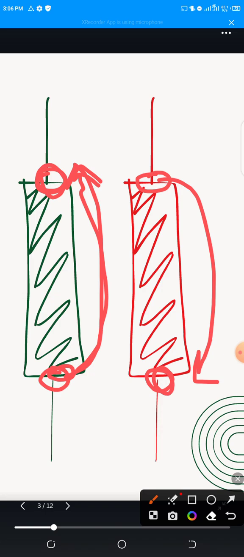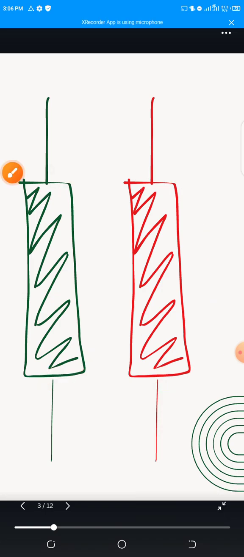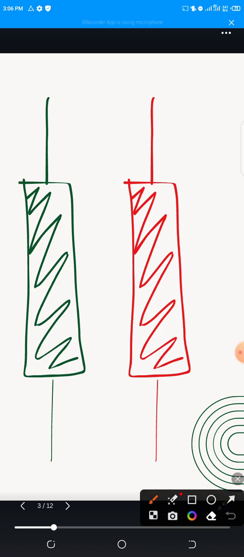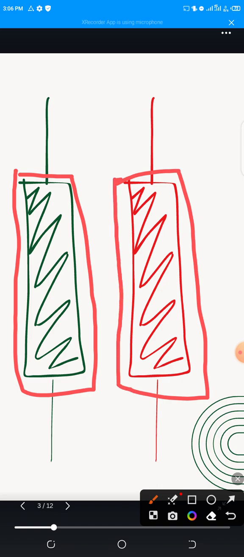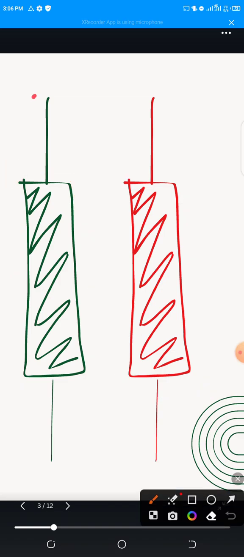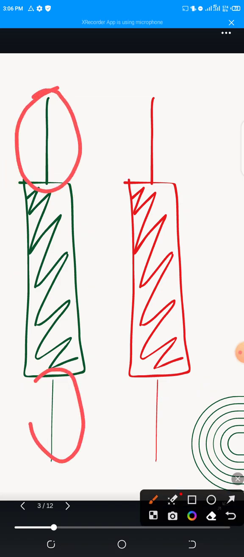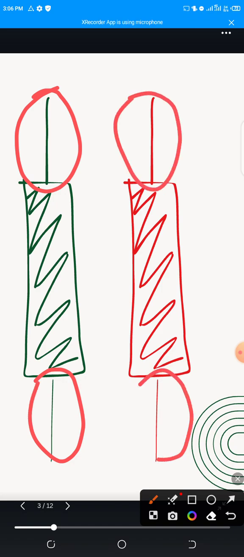Before we even talk about this, I forgot to identify the components of a candlestick. So we will do that now. As you can see, this rectangular part over here is known as the candlestick body. While these two line-like parts, both on top and below the candlestick body, are known as the wick or the candlestick shadow. I hope you're understanding. You can either call it the wick or you can call it the candlestick shadow.